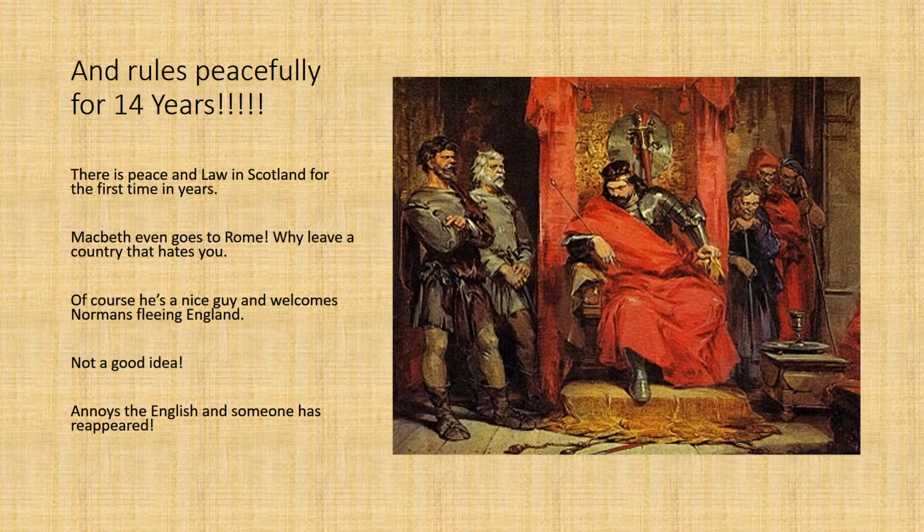But at the same time, there's lots of problems in England, and people are leaving England, a group of people called the Normans, and they're coming to Macbeth for shelter, and the English get kind of annoyed about this. And they decide that they want to attack Macbeth because they now have a secret weapon.